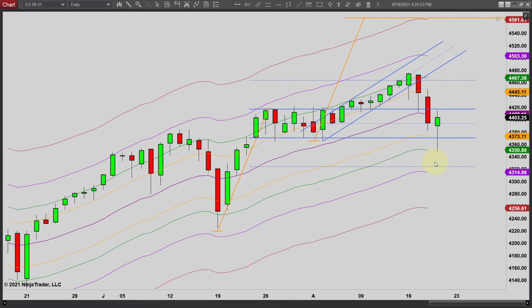Right now we're back in the range, and you can clearly see that. So I thought I'd put this back up just to show you. Anytime I show this, I get a lot of questions. This is our envelope strategy. That's what these bands are.